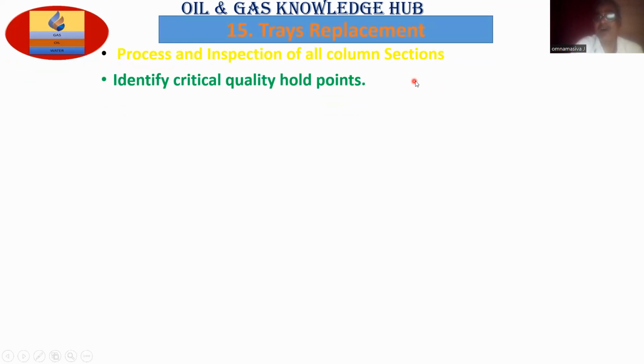Process and inspection of all column sections. Every section you should do inspection. Visual inspection. Okay. Identify critical quality hold points. You write down what the critical points are. Maybe fittings are there and the trays, maybe trays to be replaced, maybe some certain portion is damaged. All these things you should write down.